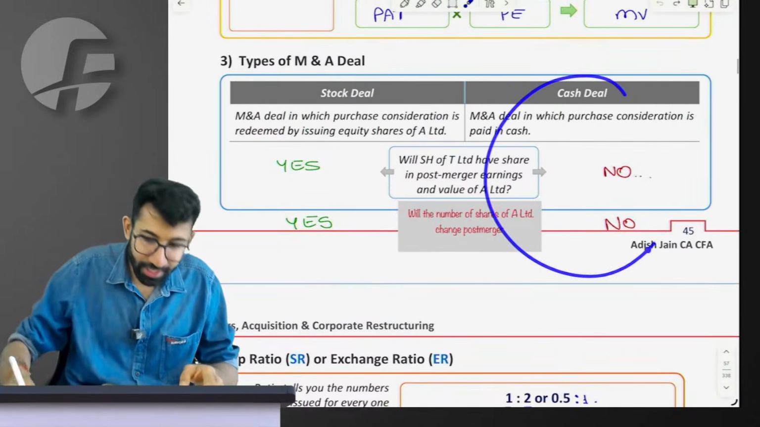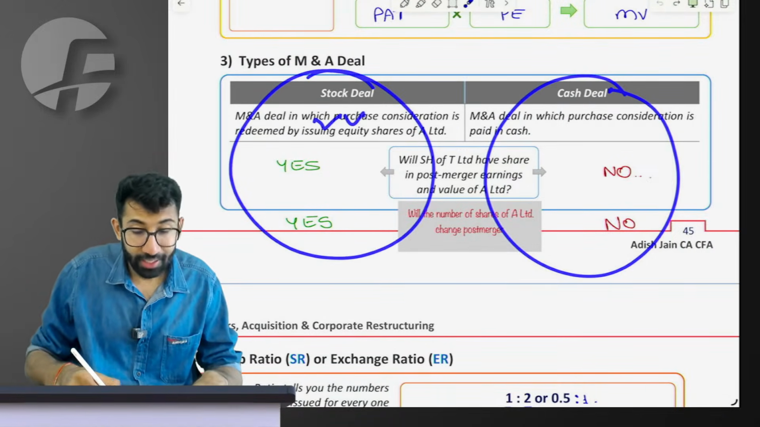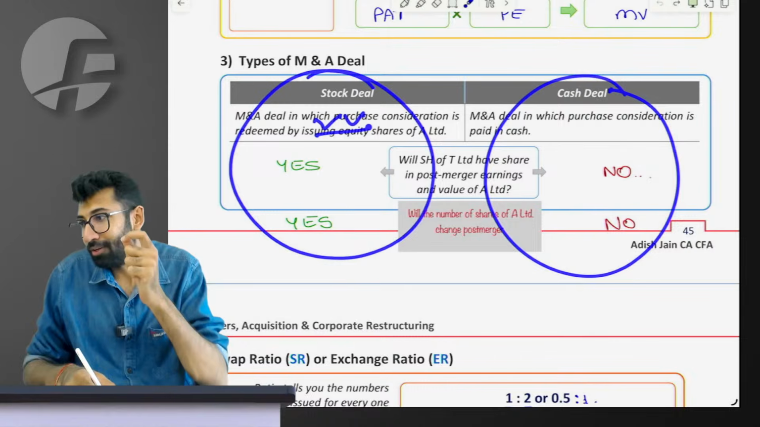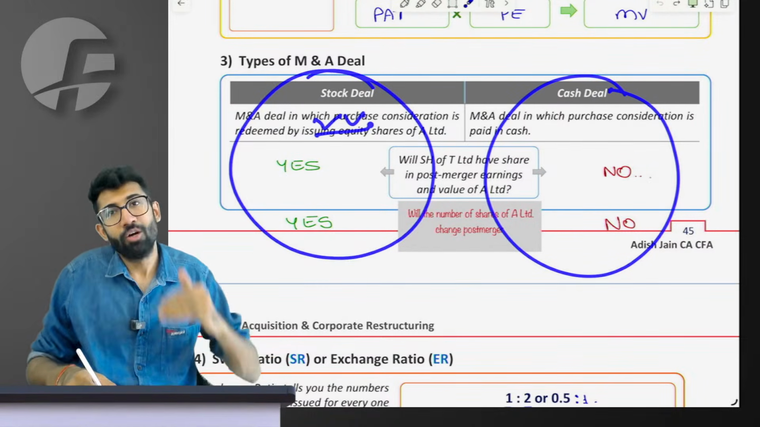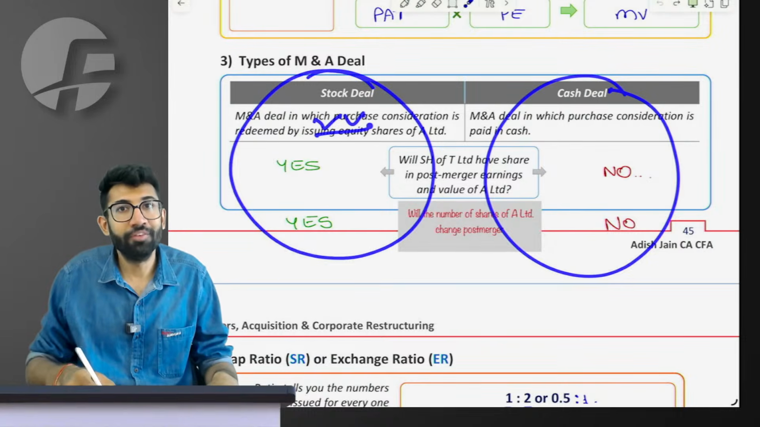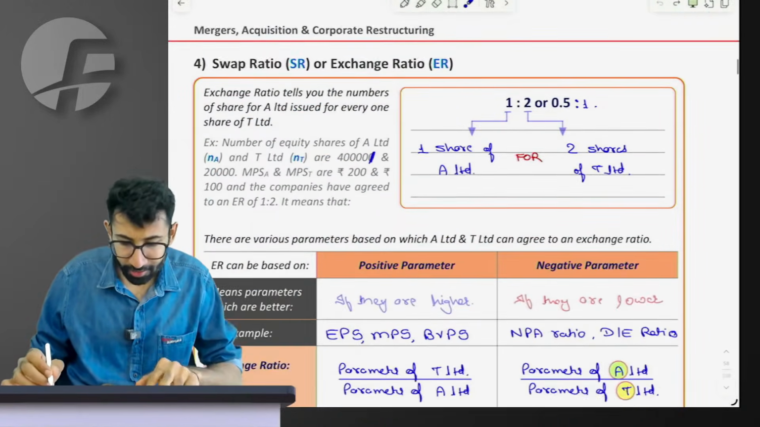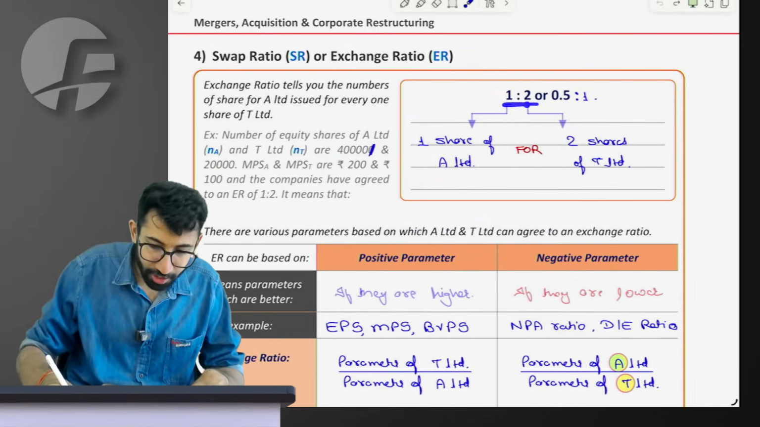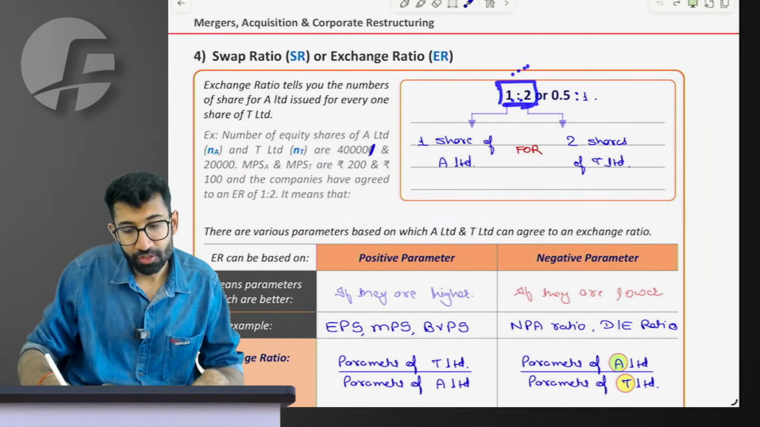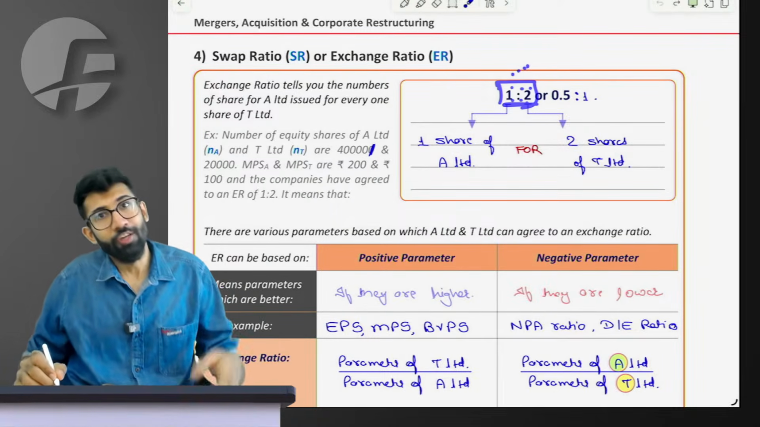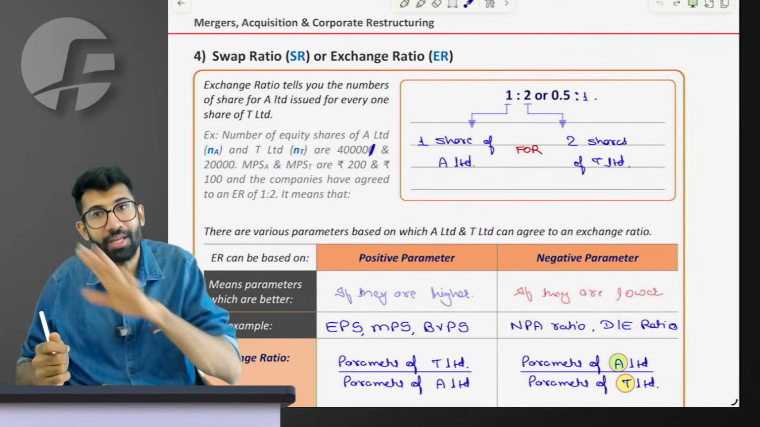If it is a cash deal, I have to pay you a particular amount of cash. But if it is a stock deal, I have to issue you some particular number of shares. The question simply becomes, how do I decide the number of shares to be given to you? For that, an exchange ratio is decided. What do you mean by exchange ratio? Sir, if the exchange ratio is 2 is to 1, what does it mean? It means one share of the acquirer will be given for every two shares of the target company.